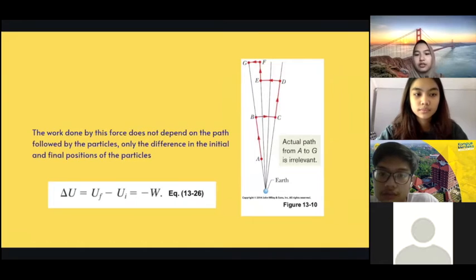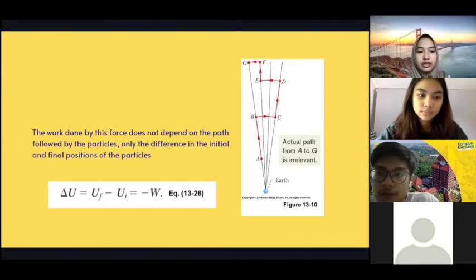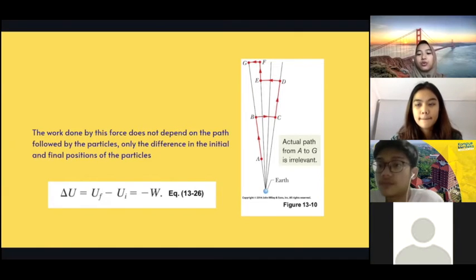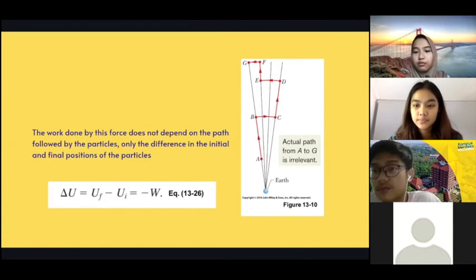The gravitational force is conservative, and the work done by this force doesn't depend on the path followed by the particles, only the difference in the initial and final position of the particles. Since the work done is independent of path, so is the gravitational potential energy change.